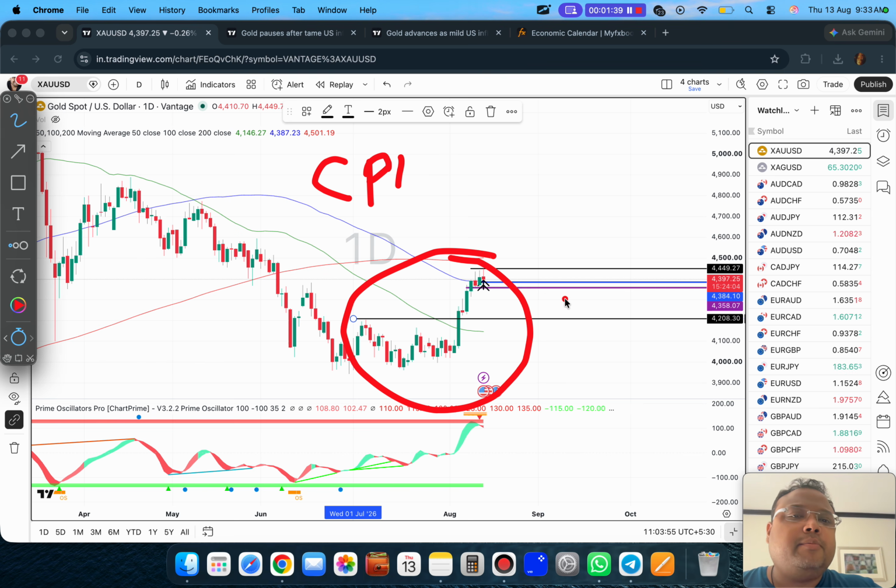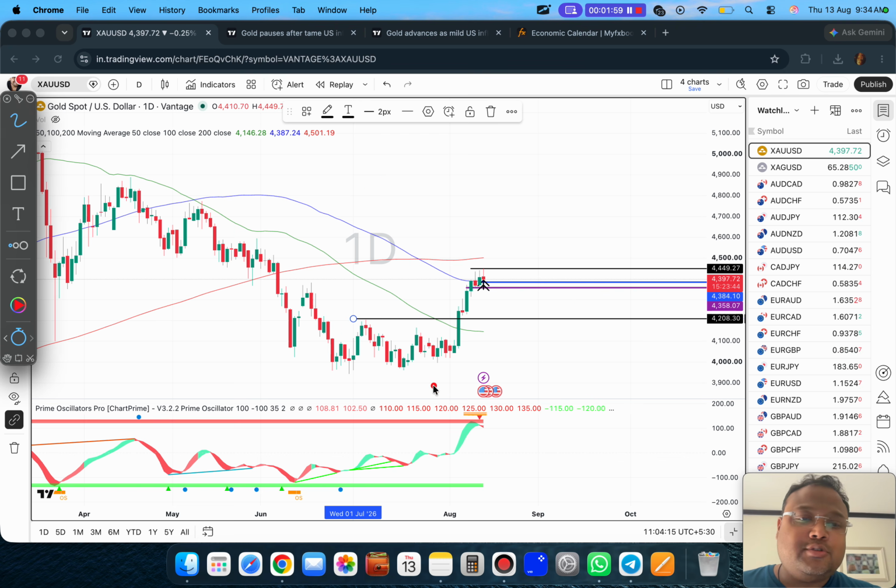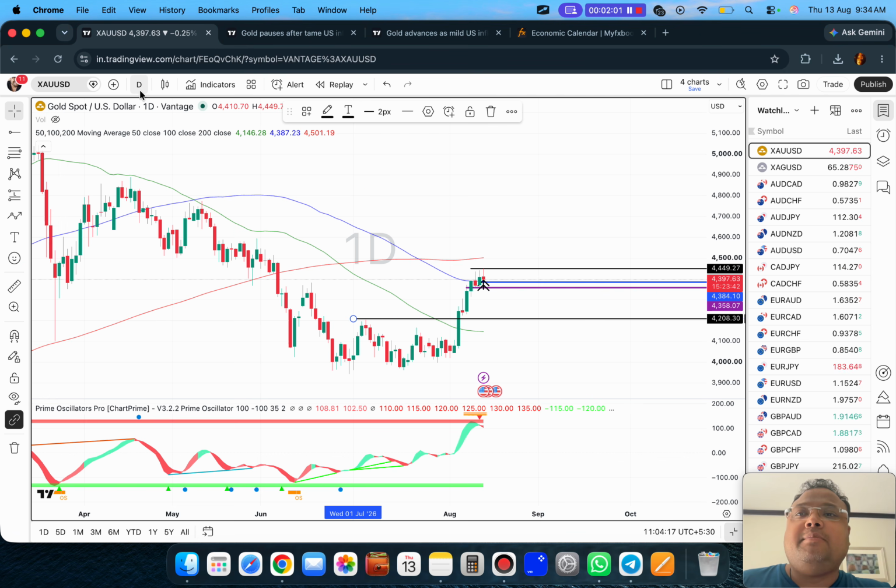So if profit booking comes, then the next support is around 4200. You can see the previous resistance will be working as support here. Again, I'm repeating, if a sudden profit booking comes during the US session, do not be surprised. 4200 is the next support. But the problem is that 4200 is far away from the current market price.